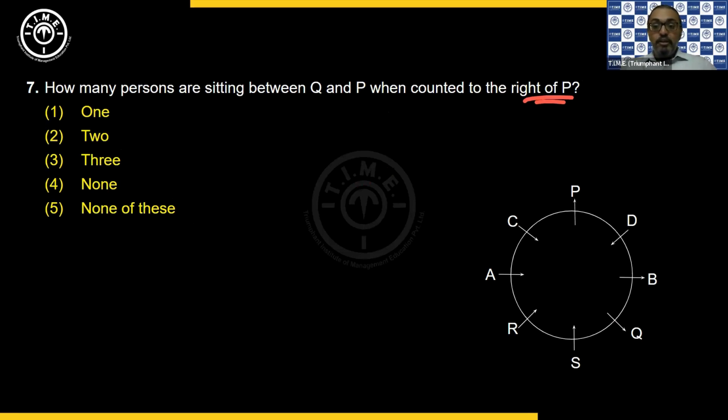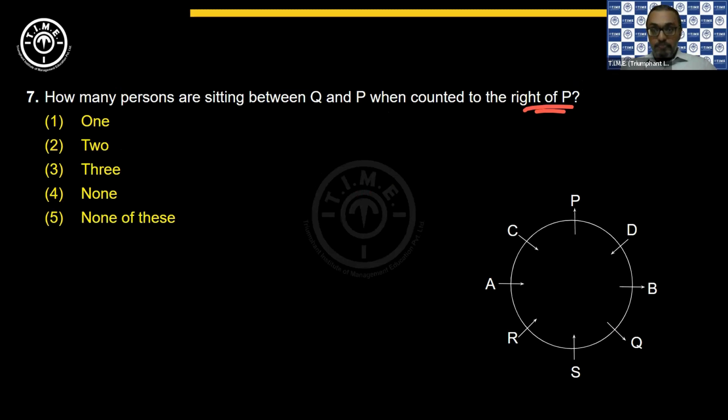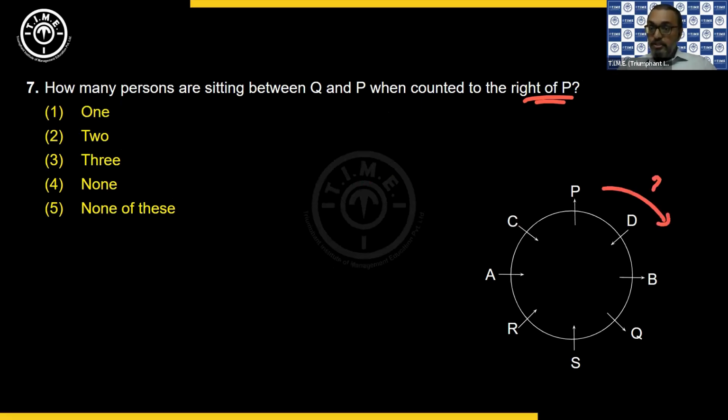Between Q and P, when you count to the right side of P. Option 2. Yes. Very good. Correct. P is facing the center. Sorry. P is facing away from the center. Right means clockwise direction. Yes.